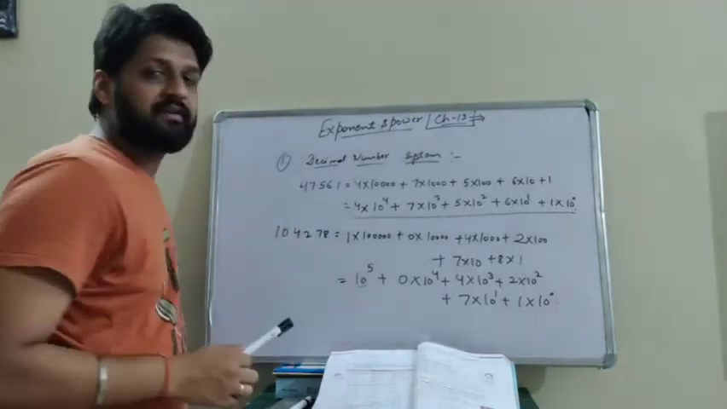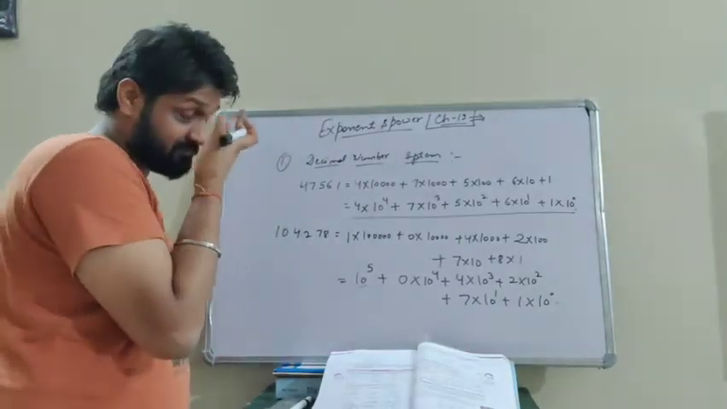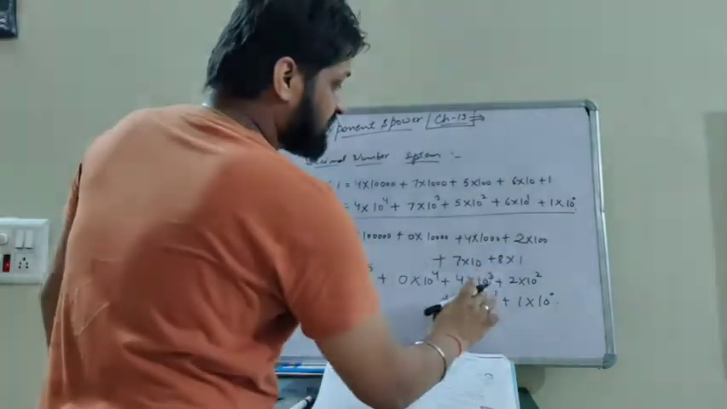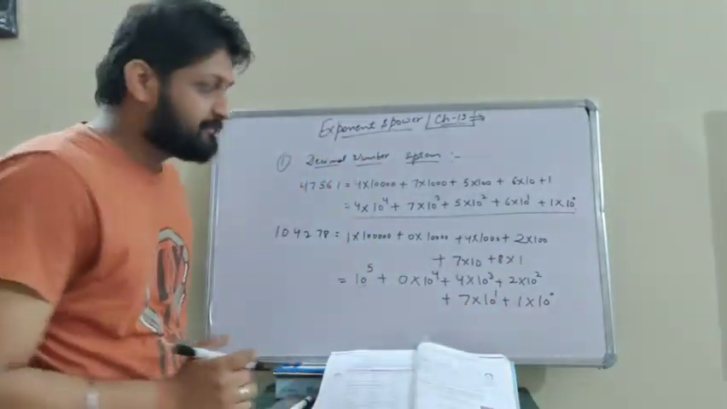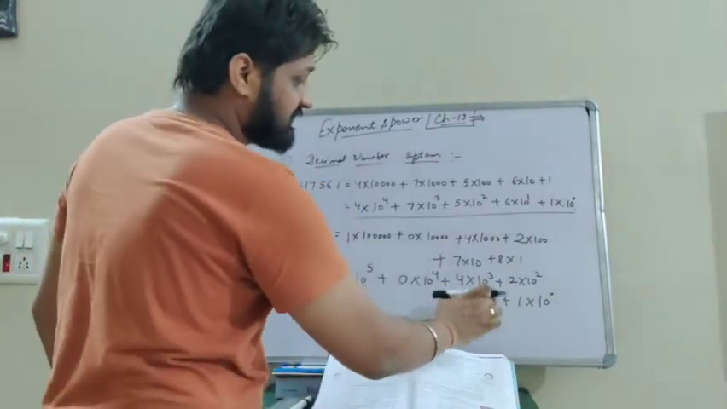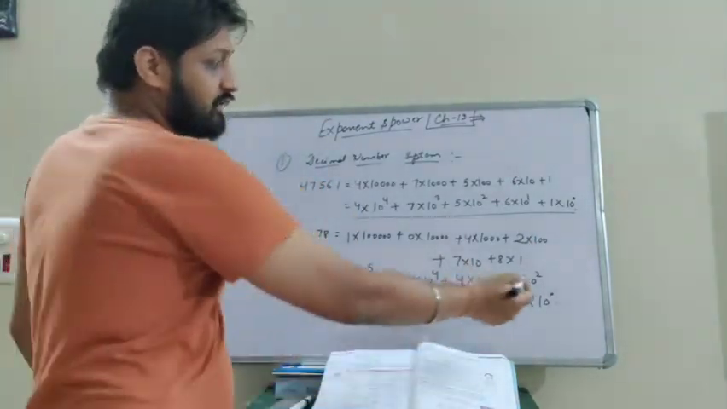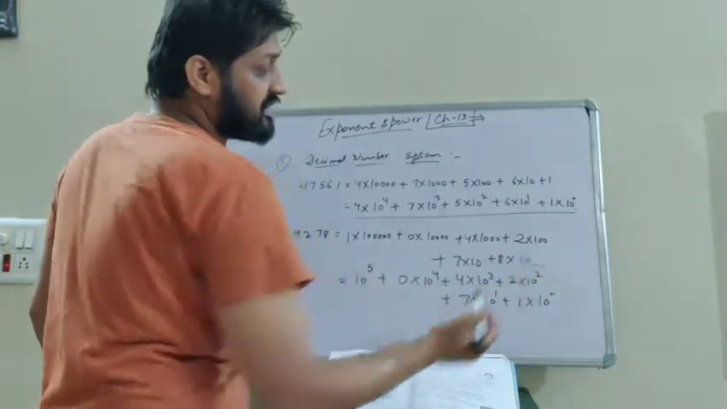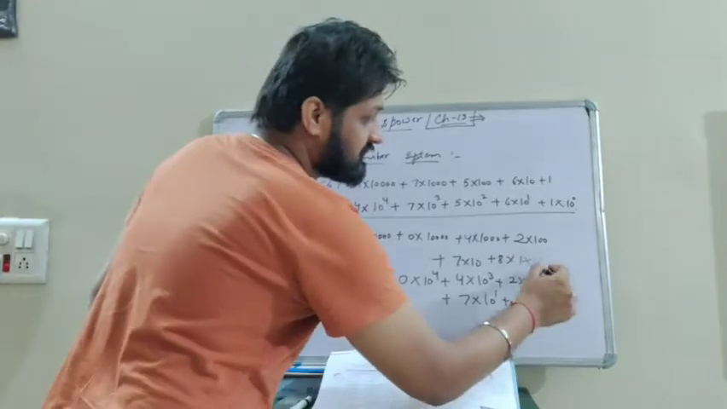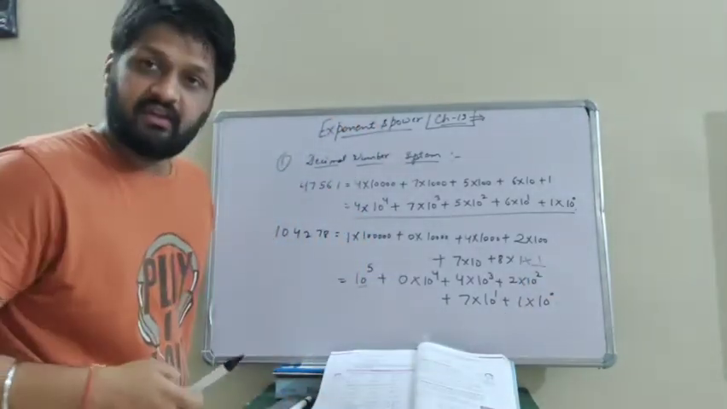For example, 1 lakh can be written as 10 raised to the power 5, 10,000 can be written as 10 raised to the power 4, 1000 can be written as 10 raised to the power 3. Similarly, 100 can be written as 10 squared and 10 as 10 raised to the power 1, and 10 raised to the power 0 is 1, so 1 multiplied by it comes out to be 1.